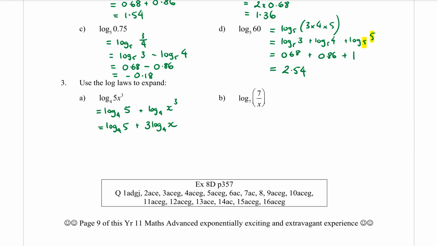So let's try again for part B. Log base 7 of 7 over x. So they are 2 things that are divided, so I can turn that into 2 logs that are subtracted. Log base 7 of 7 for the top number minus log base 7 of x for the bottom. Then log base 7 of 7, these numbers are the same, so that means that that log is going to be equal to 1 minus log base 7 of x. And that's it.